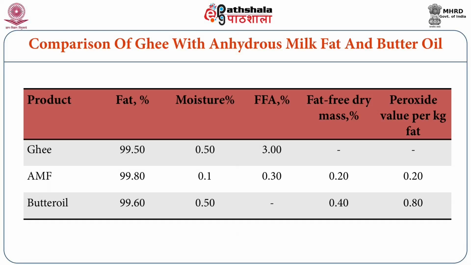The fat-free dry basis is similar to your ghee residue. That is, other than fat, any dry matter, a very, very small amount of ghee-residue-like material, 0.2 to 0.4. The last column, peroxide value, is very important. If the peroxide value is high, the shelf life expected from such a product will be low when stored under ambient conditions. If you compare AMF and butter oil, AMF has a lower peroxide value of 0.2. That means it can have a better shelf life compared to butter oil, which has a higher peroxide value of 0.8.